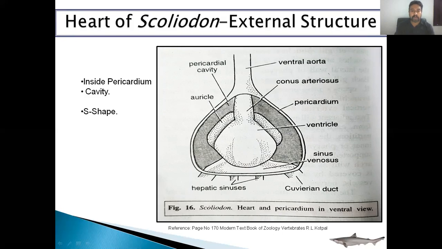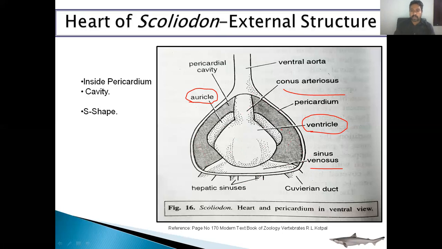So the heart of Scoliodon is a two chamber heart. The first primary chamber is the auricle, and the second is the ventricle. And there are two other accessory chambers, the sinus venosus and the conus arteriosus. So the Scoliodon heart is a two chamber heart, a letter S shaped structure. If we study the external structure, we find that the heart is situated inside the double walled pericardium. Inside that there is a cavity, called the pericardial cavity.